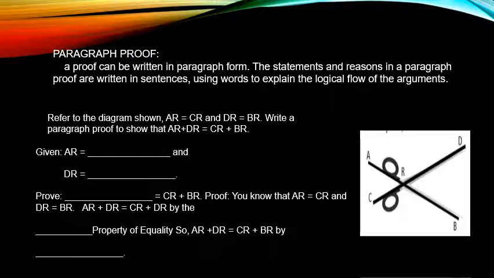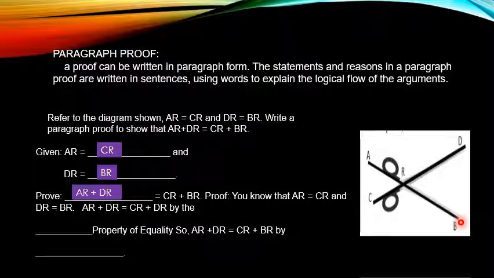So given AR equals blank and BR, we're going to find out. So this is the AR, and AR is congruent or equal to CR. That's the answer. And DR is here in the figures, and this is the BR. So that's the answer. Then we're going to prove that AR plus DR equals CR plus BR. You know that AR equals CR and DR equals BR. AR plus DR equals CR plus BR by the blank. So we have to get the answer here. Since we have the key here, CR and BR, the answer is AR plus DR.